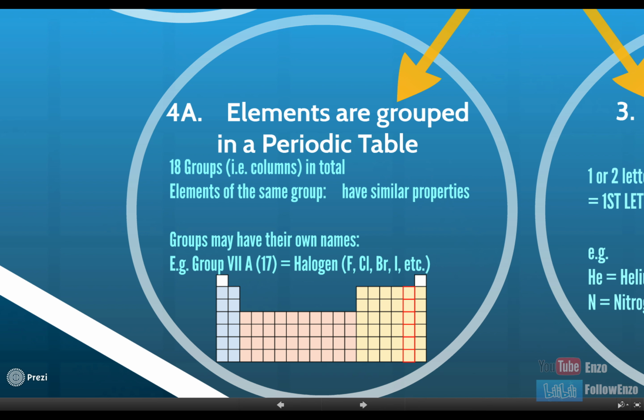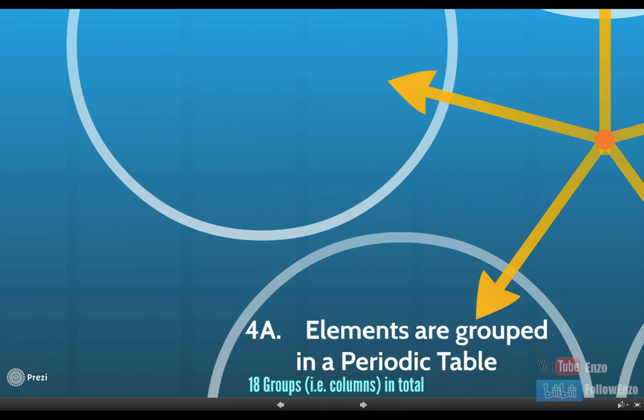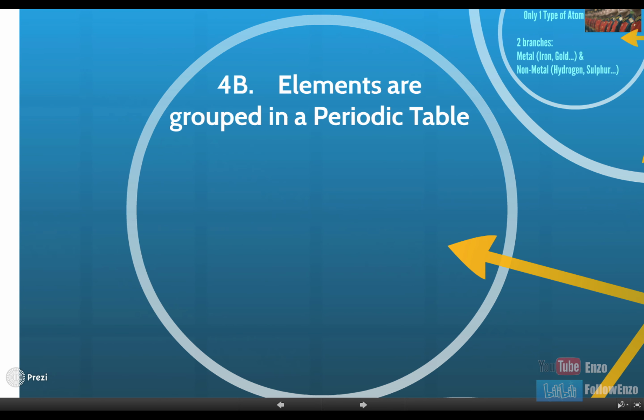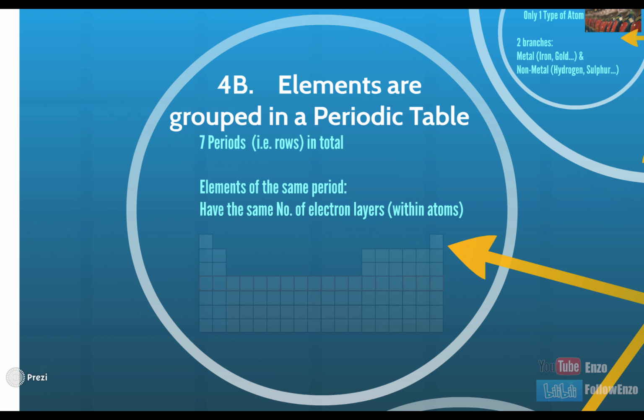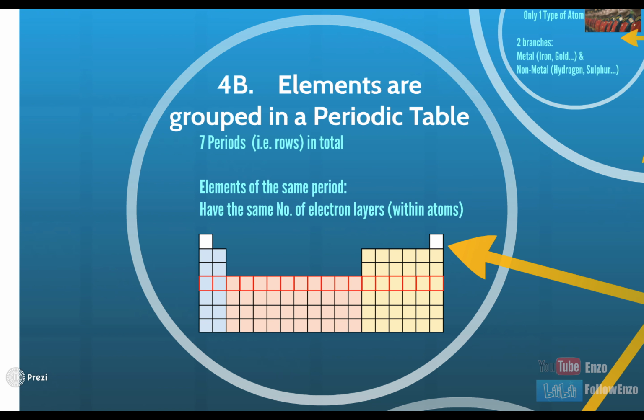Also, the periodic table can be viewed in the horizontal direction. There are 7 rows in total, and we call them periods. Elements of the same period have the same number of electron layers within atoms. The highlighted period in this picture is the 4th one.